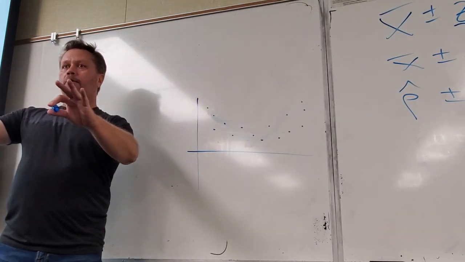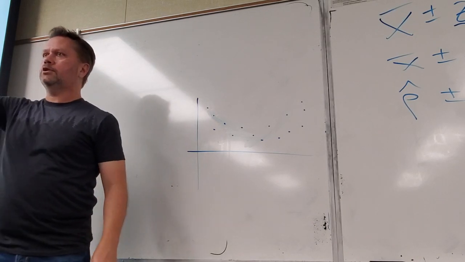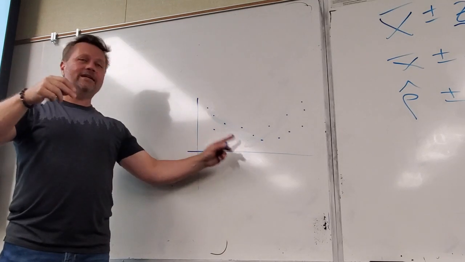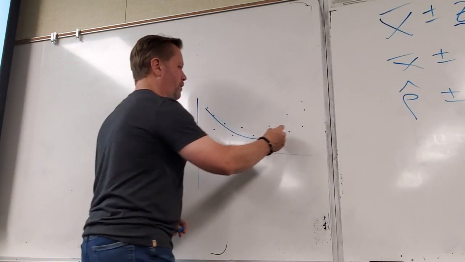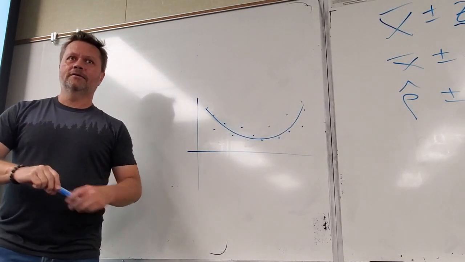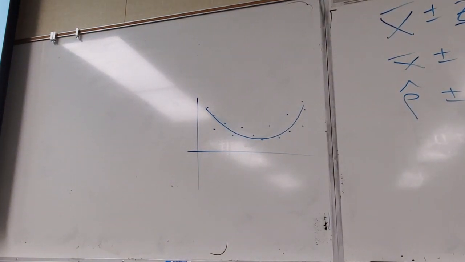Is that a linear correlation? No, so if I do a linear correlation test on this, R will be close to zero. Is there a correlation? Yes, but it's just quadratic. It's parabolic, right? And again, this is just a side note. We're not going to suddenly do parabolic, but I just want to show you.